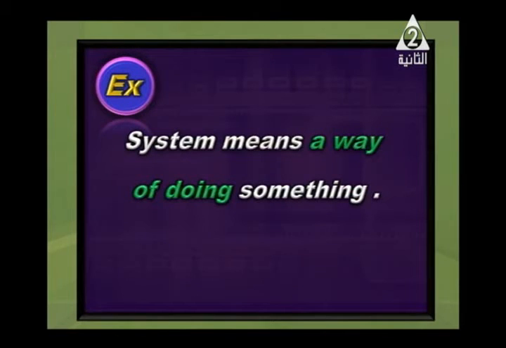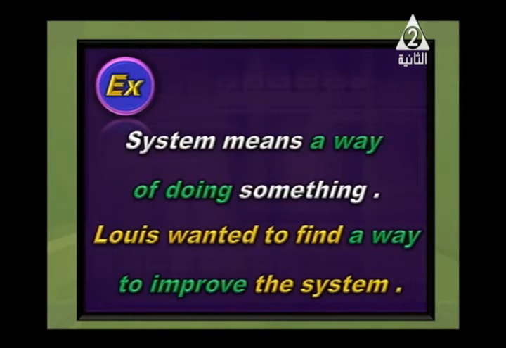Let's see the examples. Okay, system means a way of doing something. Can you remember the meaning of system? فاكرين المعنى بتاع system? It means a way of doing something. Okay, and here we used of, so we have to use the verb with gerund, which is doing. Okay, the other example is Louis wanted to find a way to improve the system. So here we used actually a way to, and we have improve after it. We didn't say improving, for example. So I hope that you could understand it.